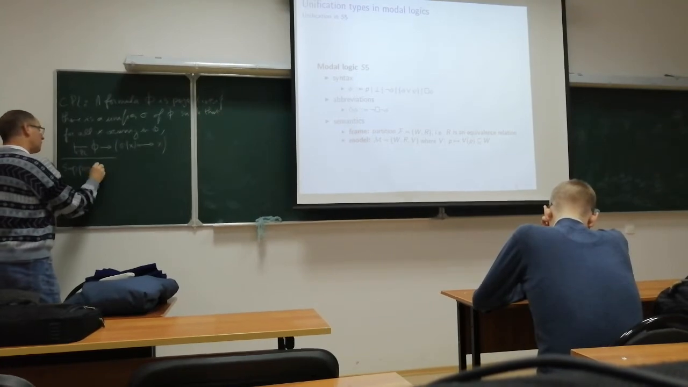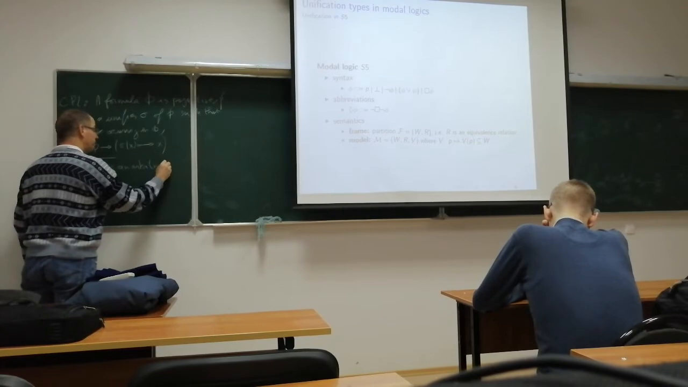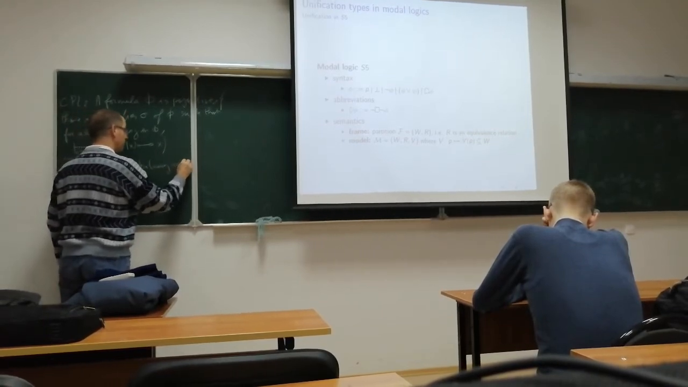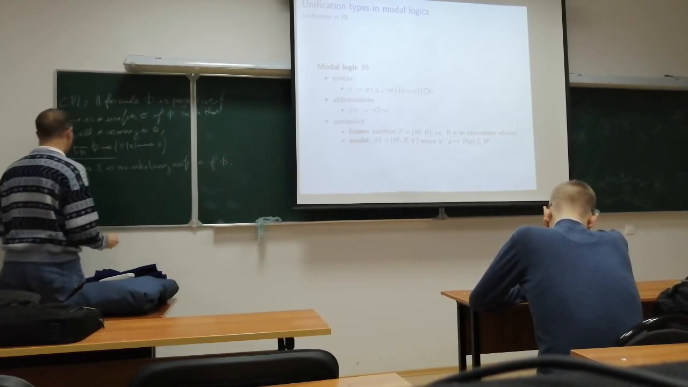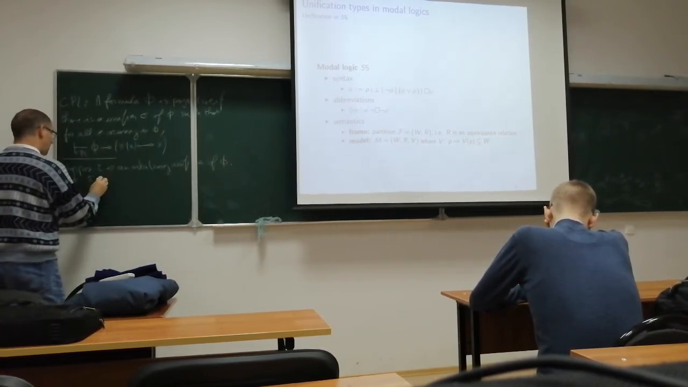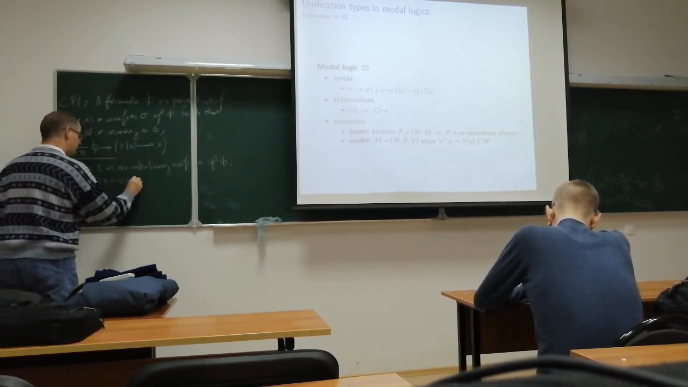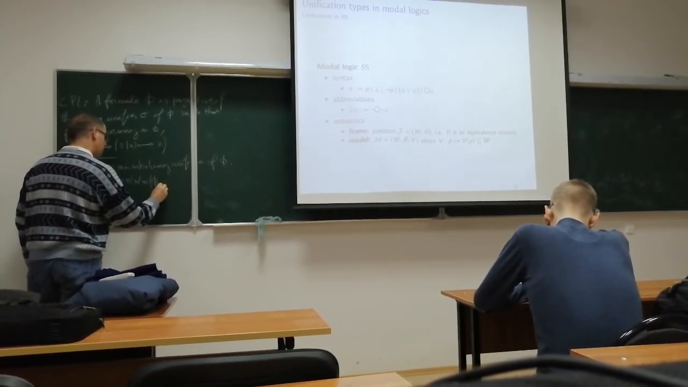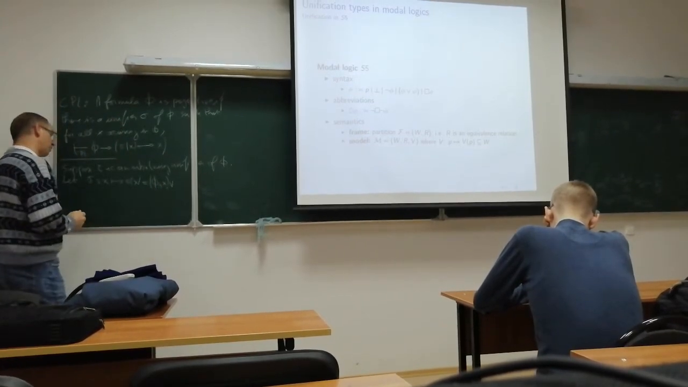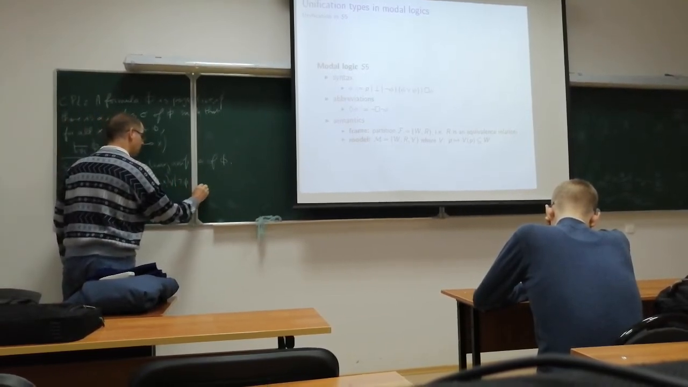Suppose tau is an arbitrary unifier of phi. Let sigma be the substitution which replaces the variable x by the so-called Löwenheim formula. There is a different way to introduce this substitution, but one way is this one.